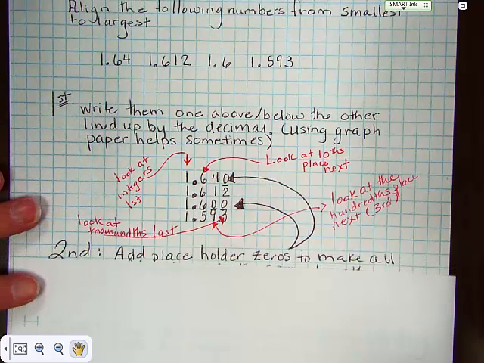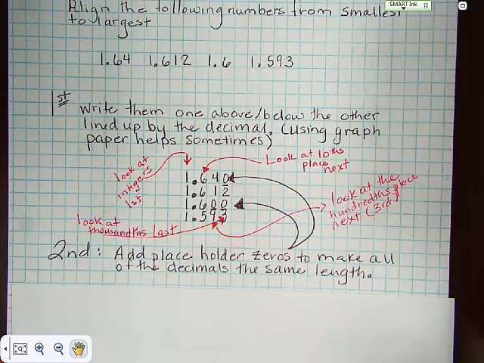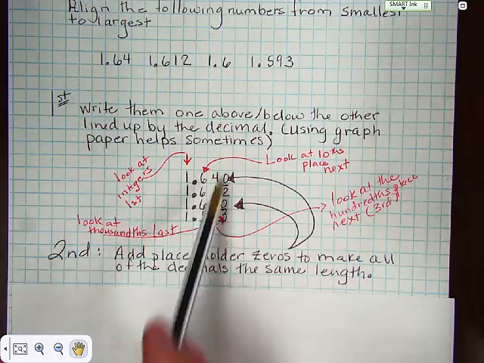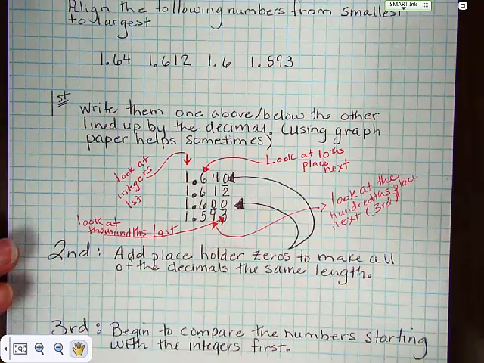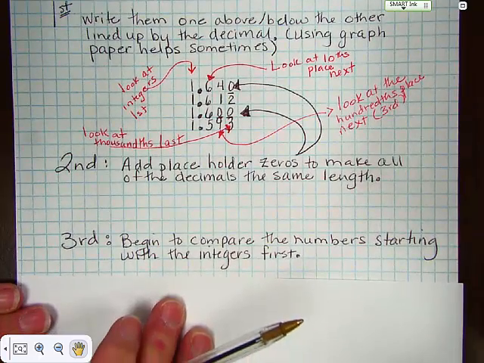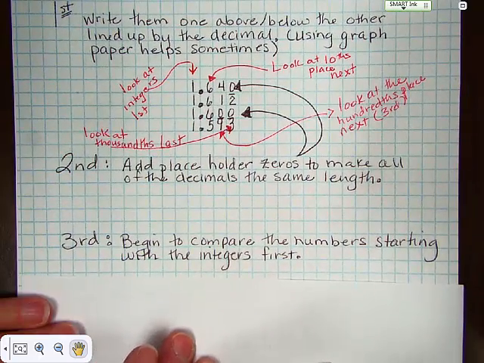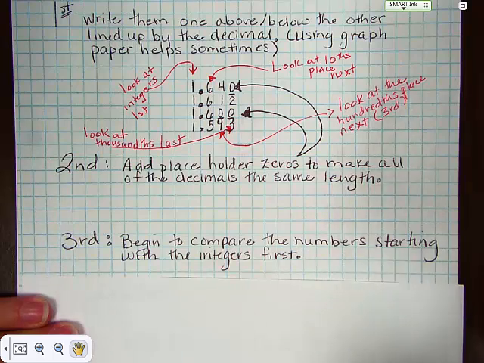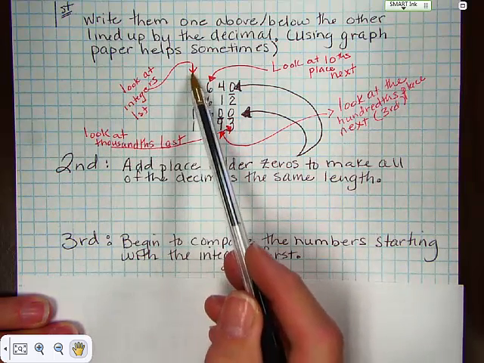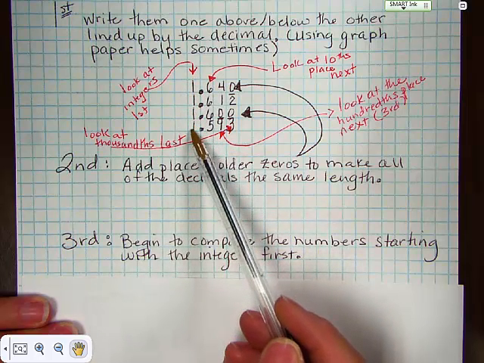So when you're going to compare, you set them all up by the decimal, you add the zeros to make them all the same length, and then you begin to compare the numbers, starting with the integers first. I've drawn some arrows in here, so hopefully it isn't too confusing. Look at the integers first, straight down. These are all ones, so we can't tell anything by that.